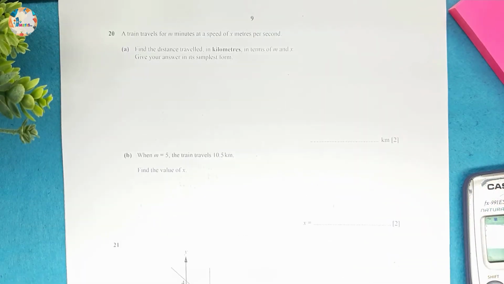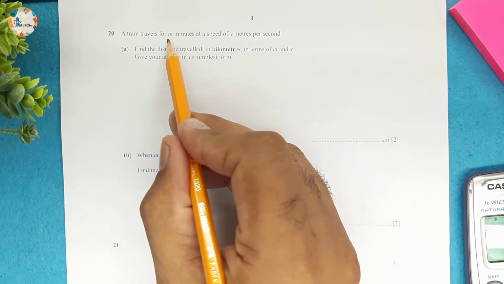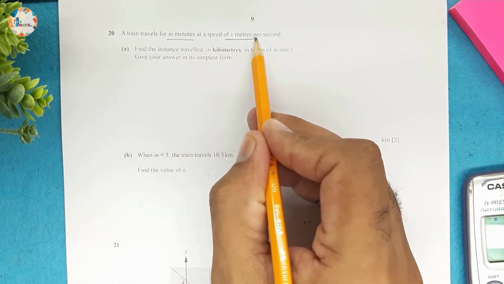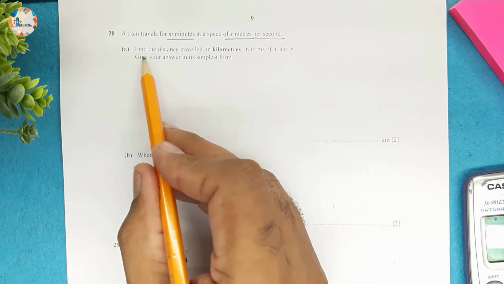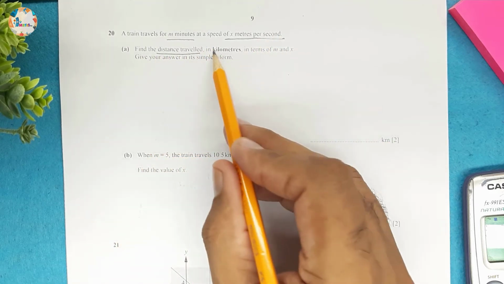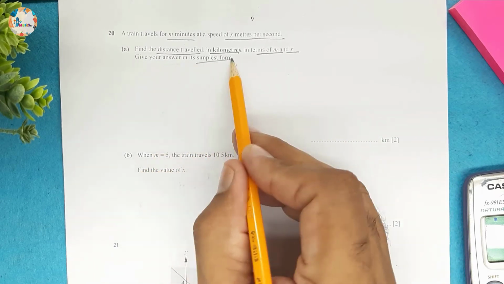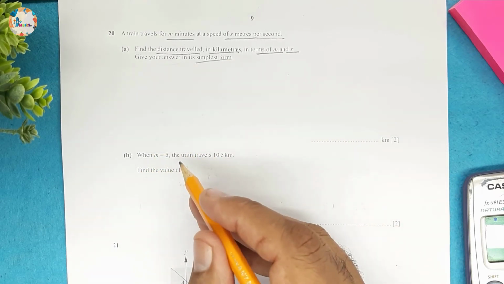Now question number 20. A train travels for m minutes at a speed of x meters per second. So find the distance traveled in kilometers in terms of m and x. Give your answer in simplest form.